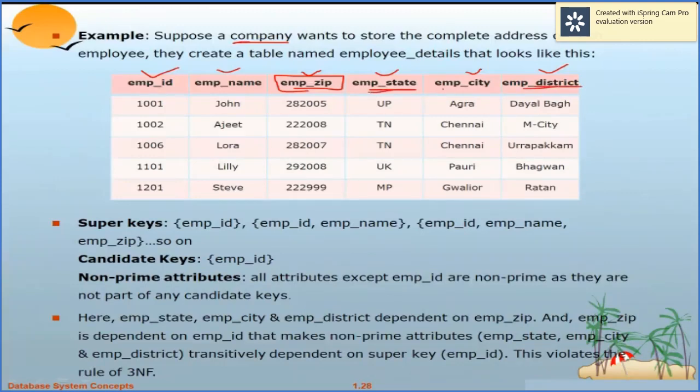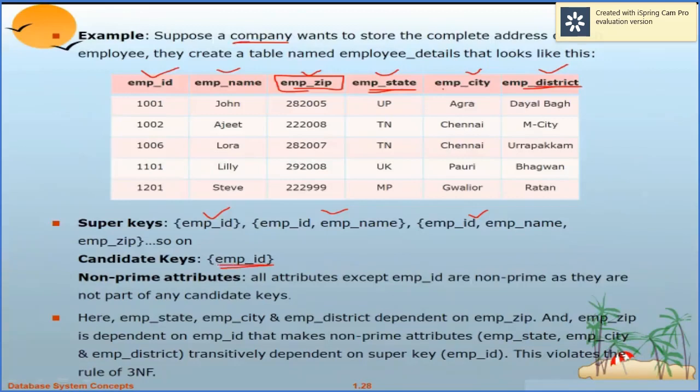Try to form the super keys here first. So what are the super keys? Super keys are nothing but combinations of different keys. So what are the keys you have here? Employee ID. Employee ID in combination with employee name is also a super key. Employee ID in combination with any other attribute also forms a super key. And what candidate key do you have? Employee ID is the candidate key.